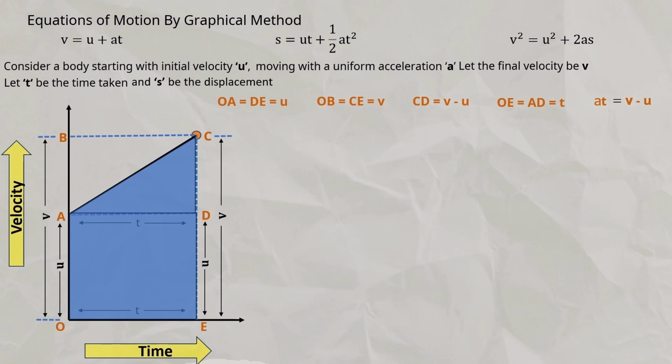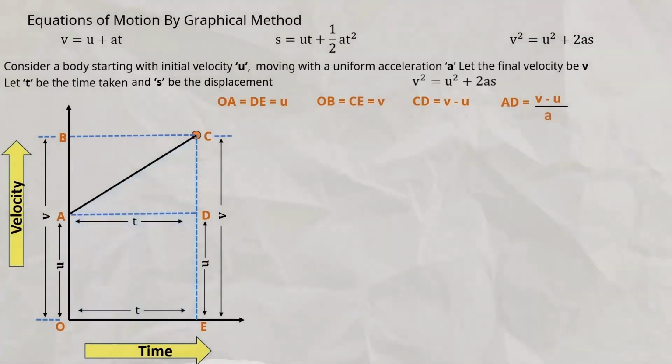Now, before going to the next equation, we are going to use two equations which we have already obtained: OE is equal to AD is equal to t, and at is equal to v minus u. We know that at is equal to v minus u, and we can rearrange it and write t is equal to (v minus u) by a. Now we know that AD is equal to t and t is equal to (v minus u) by a. So, taking it together, we can write AD is equal to (v minus u) by a.